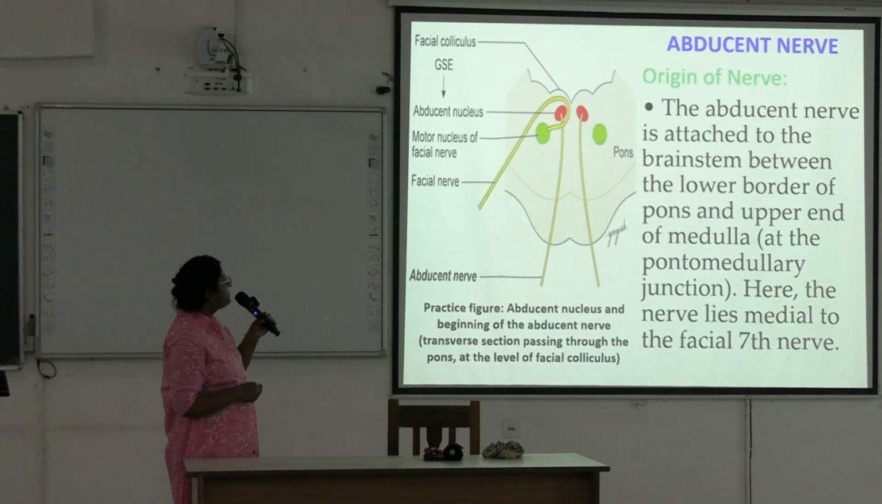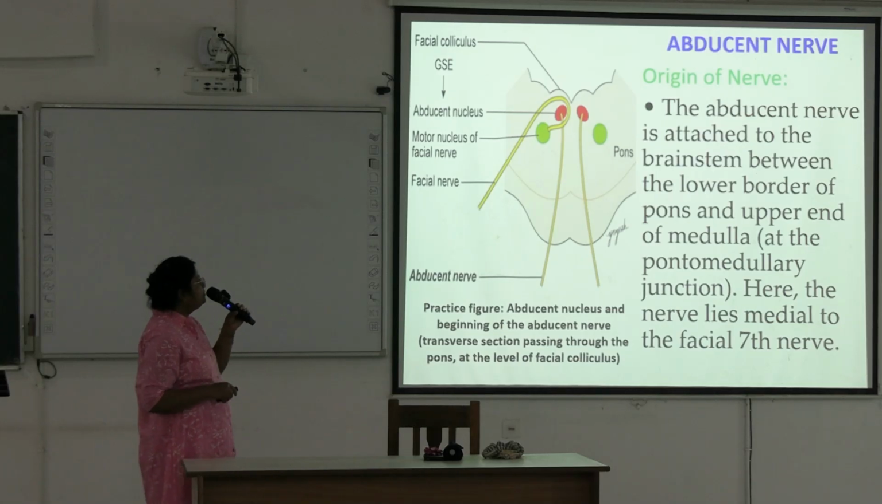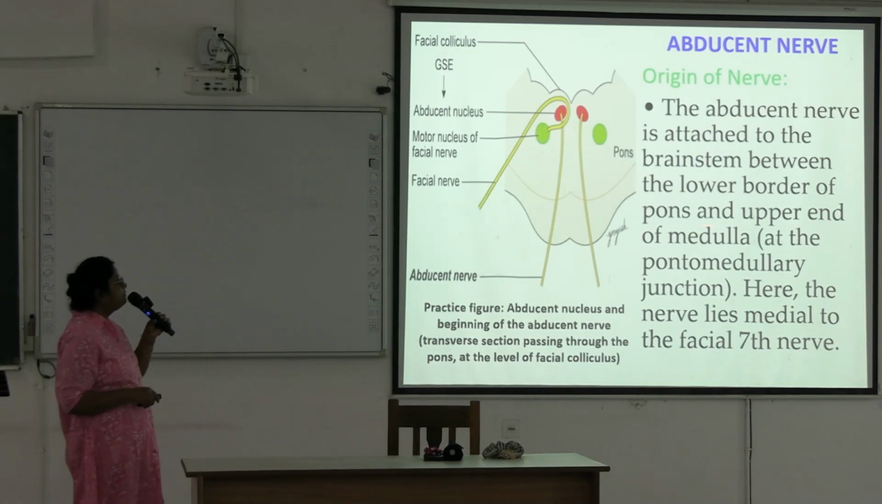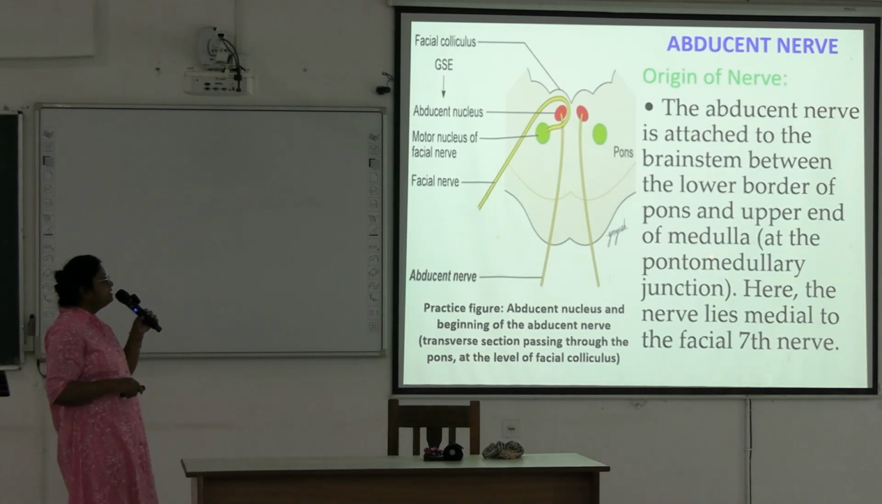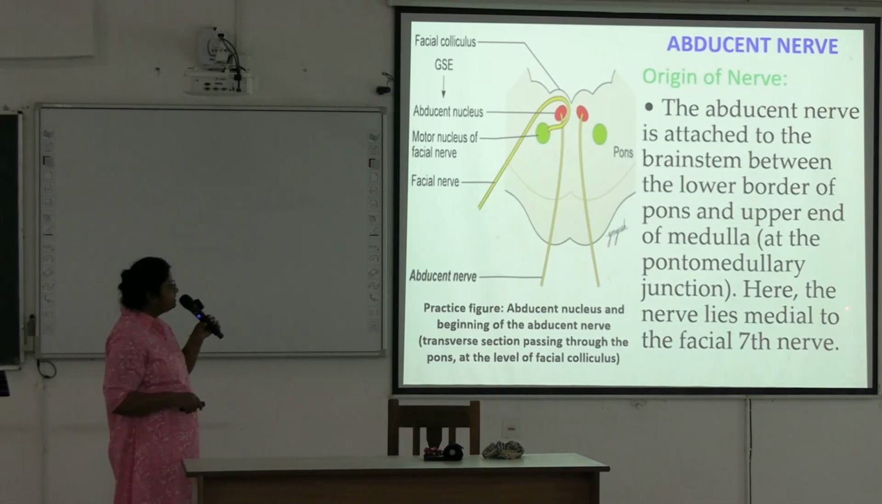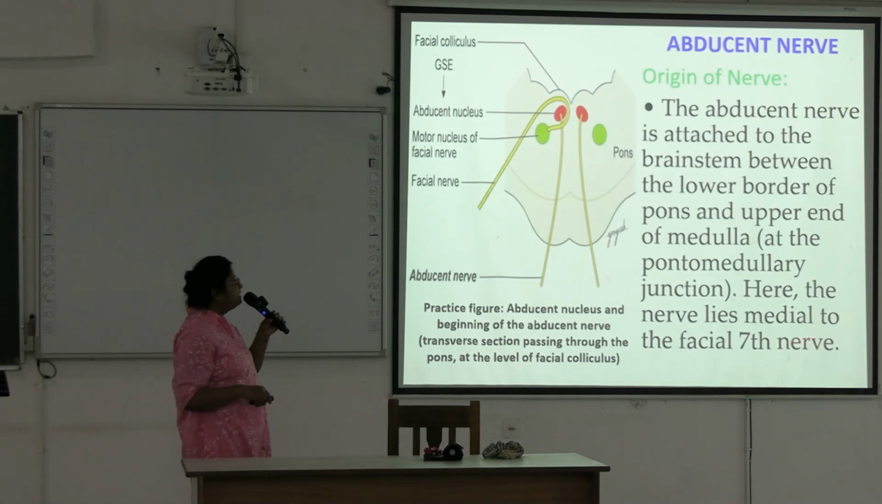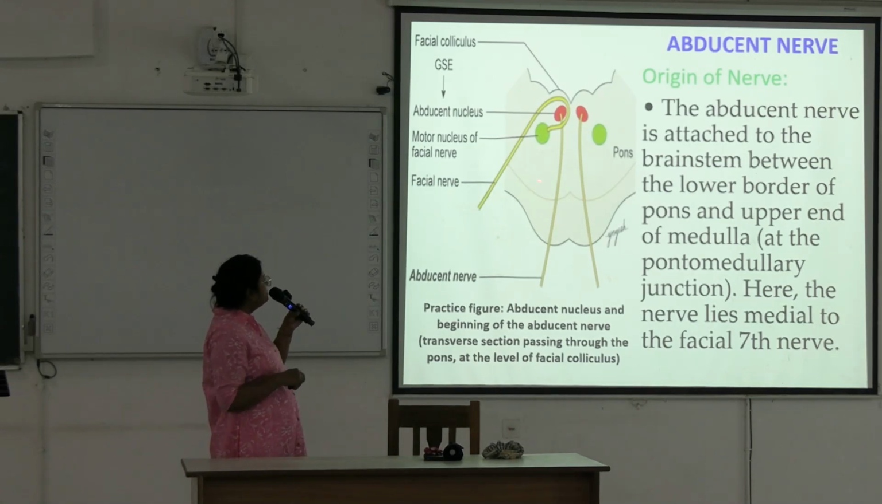So the abducent nerve is attached to the brainstem between the lower border of the pons and the upper border of the medulla at the pontomedullary junction, and here the nerve lies medial to the facial nerve. See this, the abducents are medial to the facial nerve.